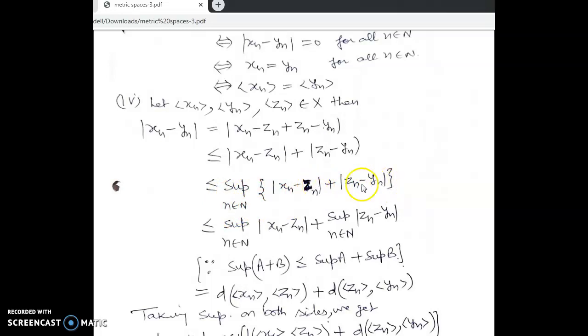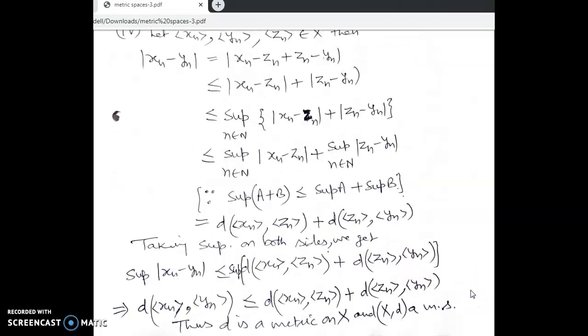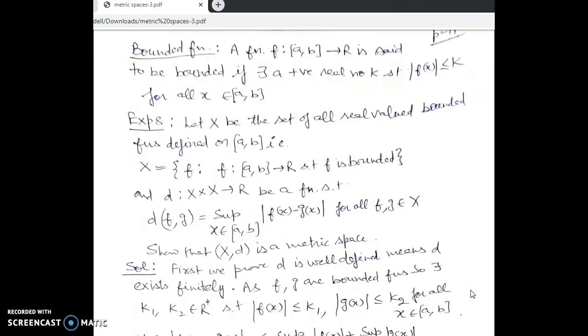because the supremum of some quantities is always greater than or equal to those quantities, and so this is less than or equal to the supremum of the first quantity plus the supremum of the second quantity. Why? Because we have the formula that the supremum of a plus b is less than or equal to the supremum of a plus the supremum of b, and using this we have these separate. Now what is this? This is d of (xn, zn) plus d of (zn, yn). So the fourth property is also proved, and therefore this is a metric space.